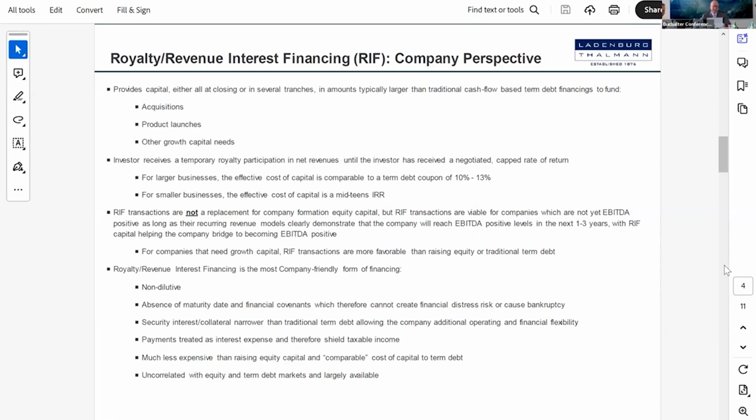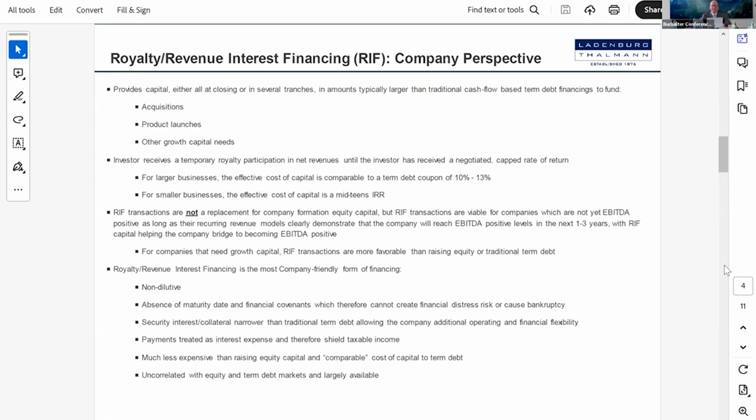Lastly, on this page, this form of financing is really uncorrelated with the equity markets, and even largely uncorrelated with the debt market. So in an environment over the last 3.5 years where interest rates have gone up 3, 4, 5%, this form of financing went up maybe 1%, 1.5%, 2%. Why is that the case?